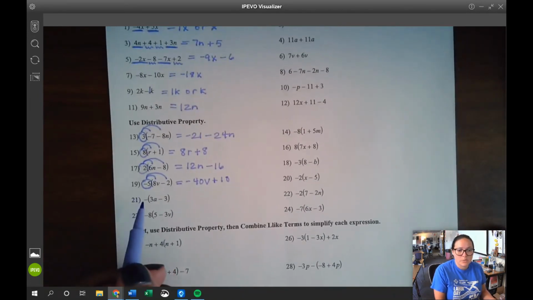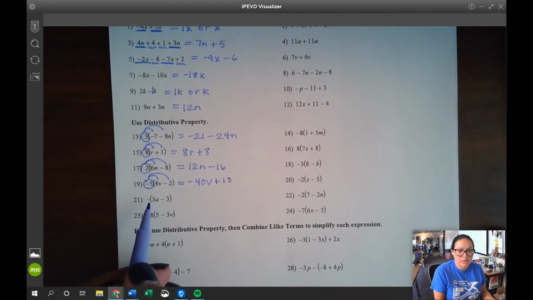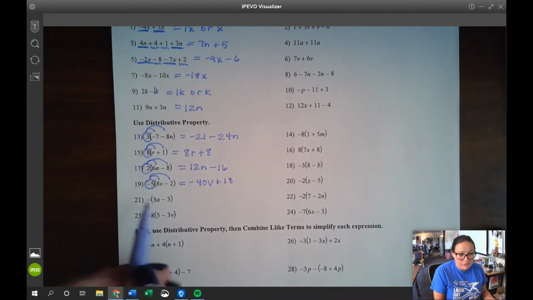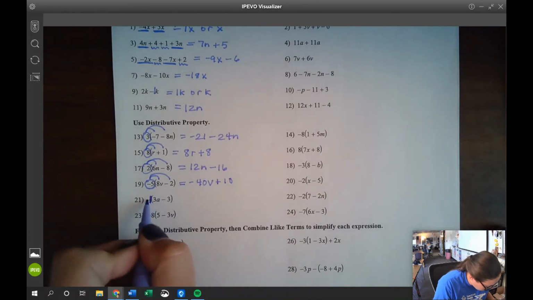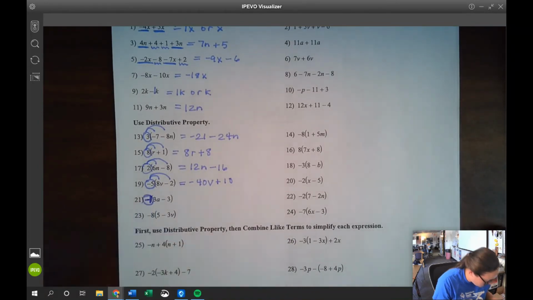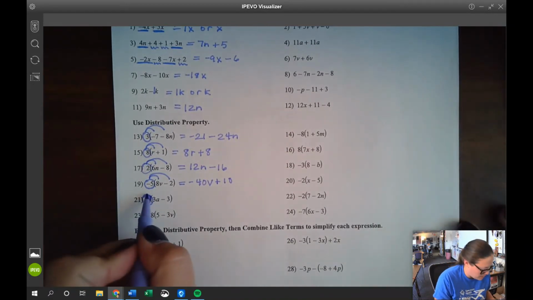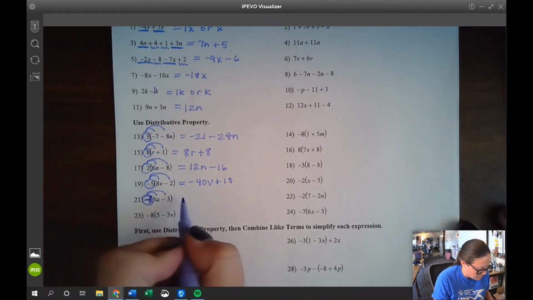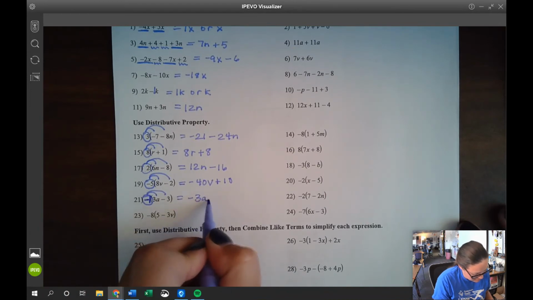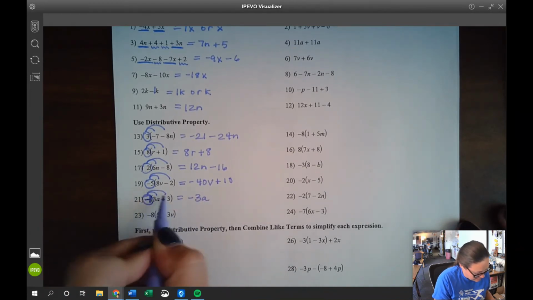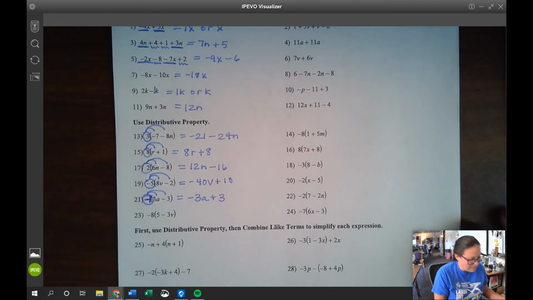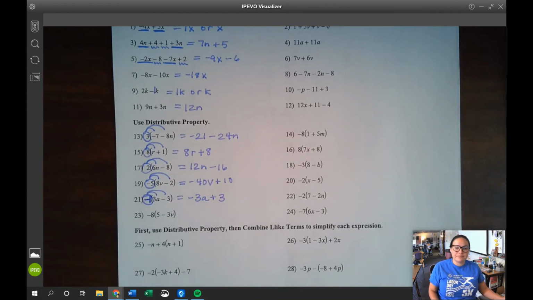Okay, 21. This one's weird. It doesn't look like there's a number in front, but if there's not a number in front, there's really a 1 there. So this is a negative 1. This is a negative 1. You need to remember that. So I'm going to multiply negative 1 times 3a, which makes it negative 3a. And then negative 1 times negative 3 is a positive 3.